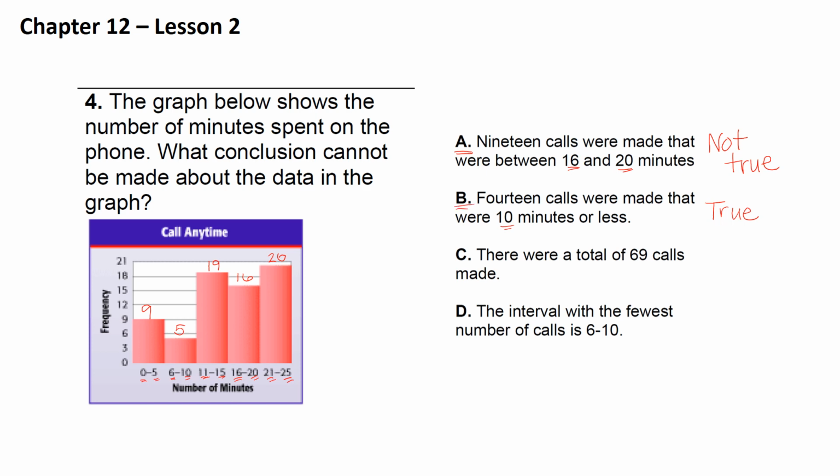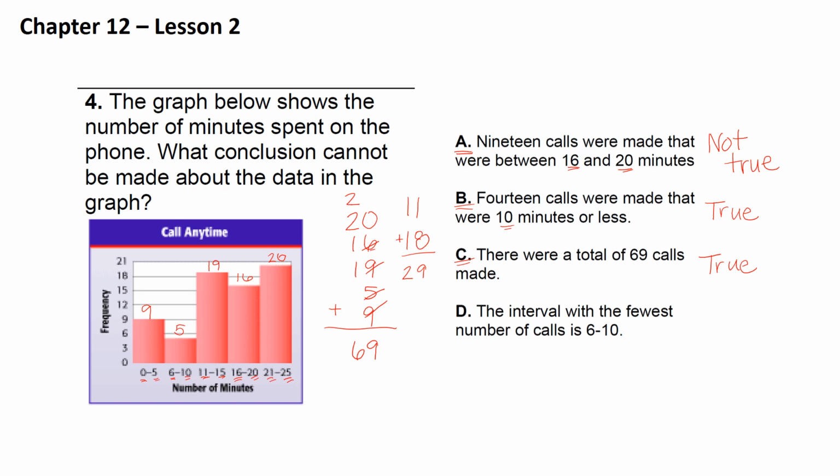That was B. Okay, C. There were a total of 69 calls made. If I add 20 plus 16 plus 19 plus 5 plus 9. Okay, 6 plus 5 equals 11, and 9 plus 9 equals 18. And if I add those together, I get 29. 2 plus 2 plus 1 plus 1 is 6, and that equals 69, so that is a true statement.